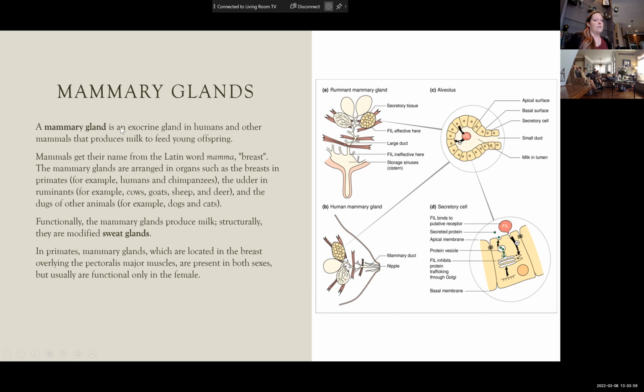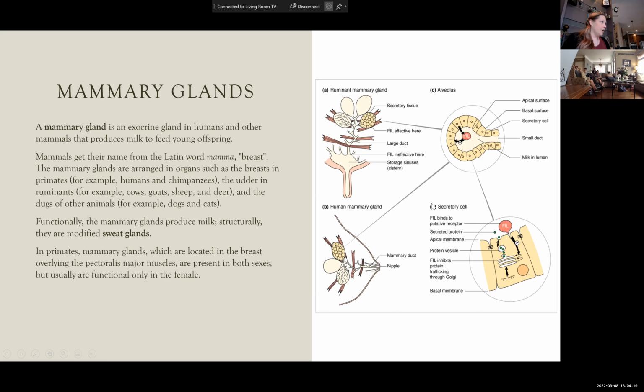So this all kind of links together, all these words and terms that we use. And people say mama all the time, right? In almost every language, it's very similar. It comes back to this Latin root. So they're arranged in organs, like breasts in primates, udders in ruminants and cows, teats in other animals, right? And like I said, they're modified sweat glands. And here's the crazy thing.